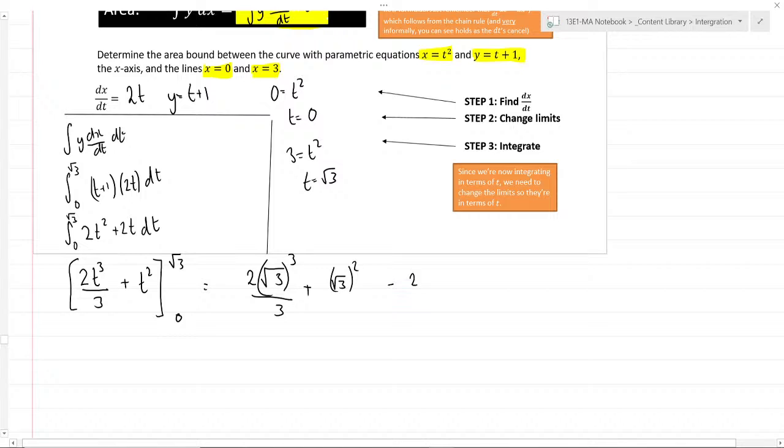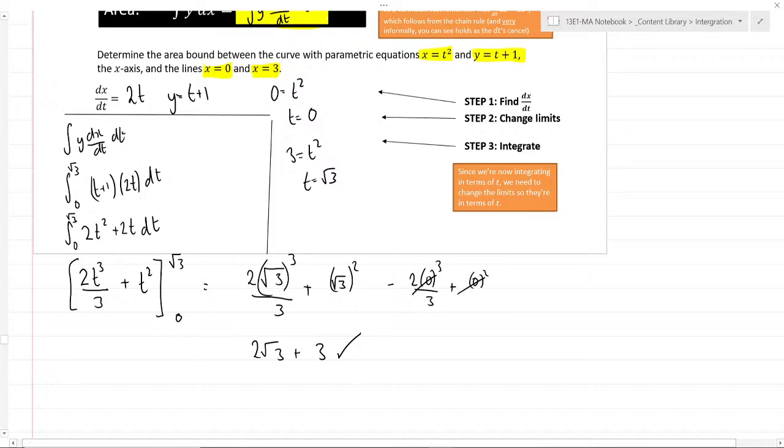Yeah, we'll do it just so I can show. 2 times 0 cubed all over 3 plus 0 squared, like so, which is going to be 0 and 0. So root 3 cubed is equal to 3 root 3. So the 3 root 3 is going to cancel there, so it's going to be 2 root 3. So it's going to be 2 root 3 plus 3.